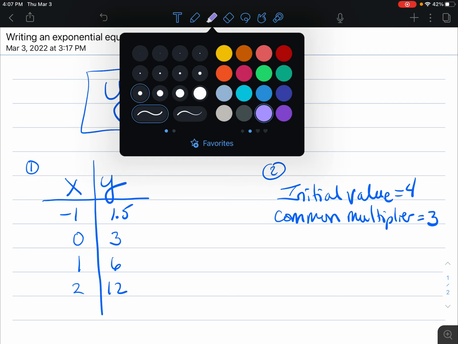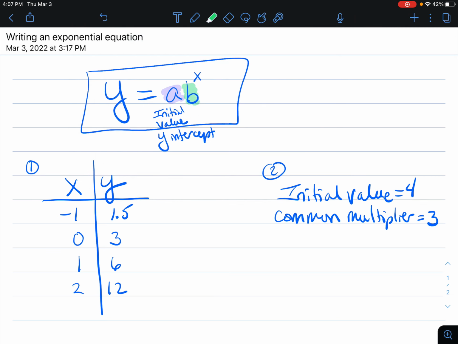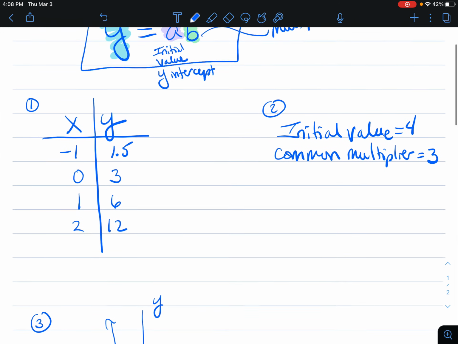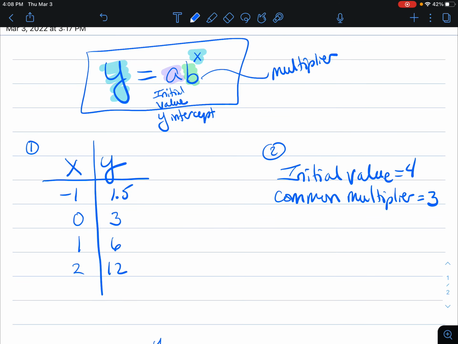And then we have our b, and the b is our multiplier. The x and the y are both going to just be part of your function. The a and the b are what we're going to determine, and then we'll be able to write the equation. So there's three things I'm going to show you. One is starting with a table, the other is starting just with information, and the third is from a graph.